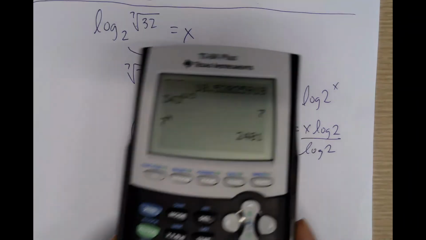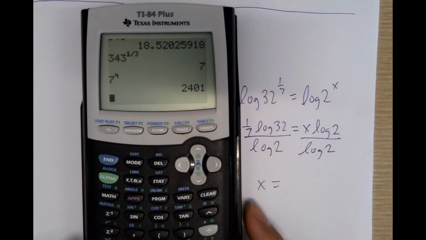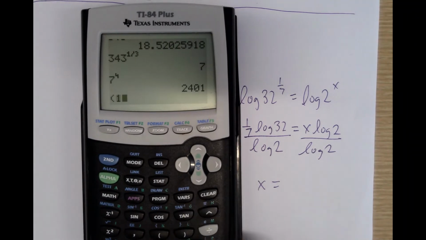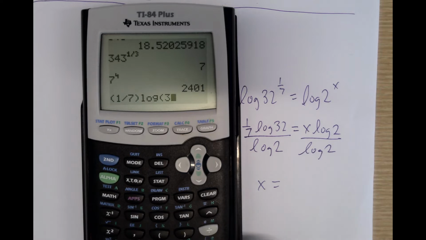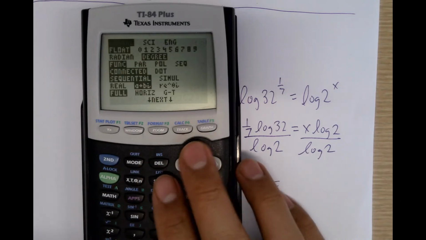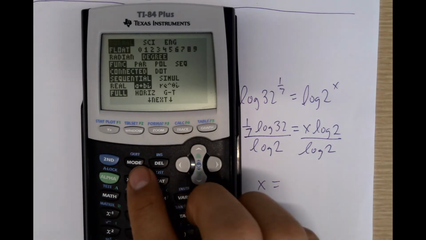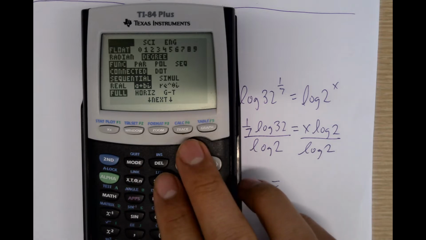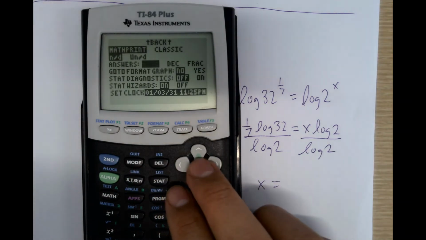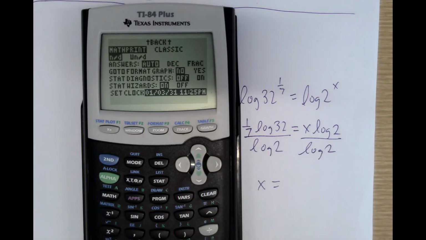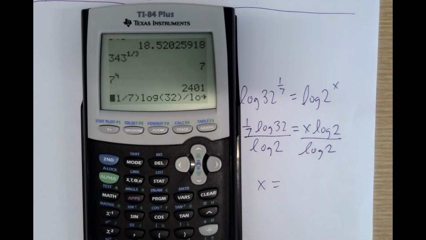You can go ahead in your calculator and type parentheses 1 divided by 7, log 32, divided by log 2. And actually in my mode, if you go to mode right here on top and scroll down, you can change it so that your answer can be defined in fractions. I'm going to click fractions here. Just do second quit, and then you can do your answer.